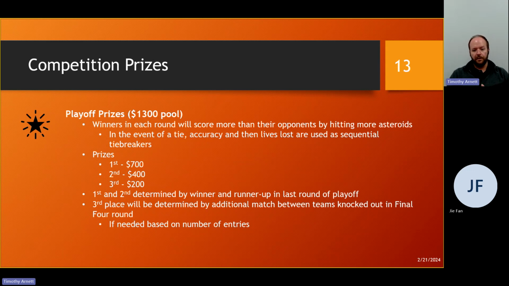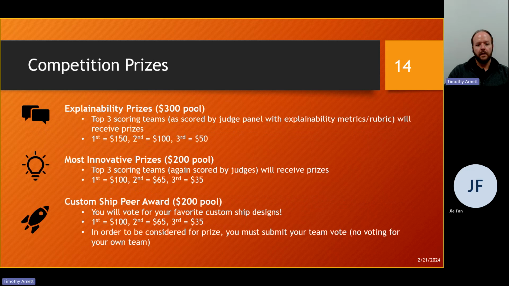Third place will be determined by an additional playoff match between the teams that get knocked out in the Final Four round. And this will be, if needed, based on the number of entries. But that is the current structure that we have. We will also have prizes for explainability. The top 3 scoring teams, as scored by the judging panel with that explainability rubric, will receive prizes. So first will be $150, second will be $100, and third will be $50.